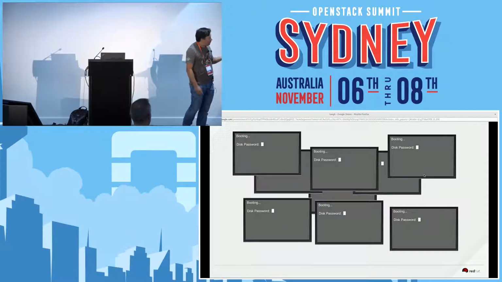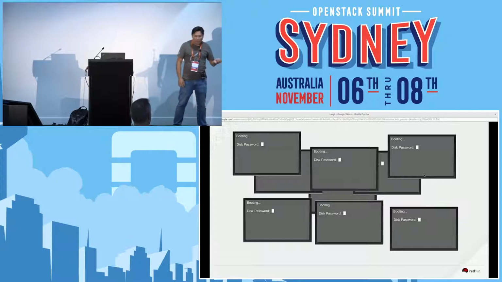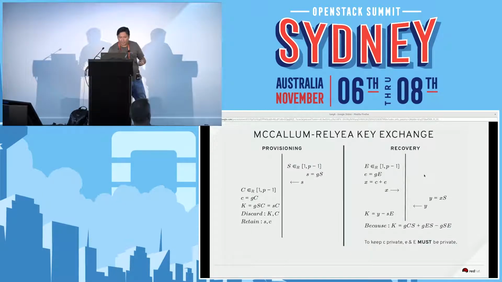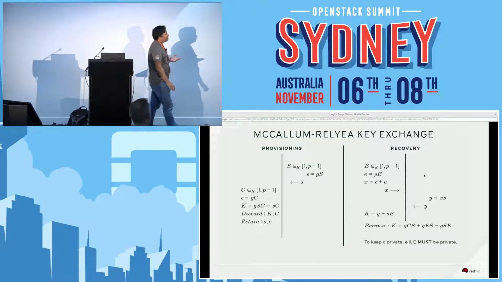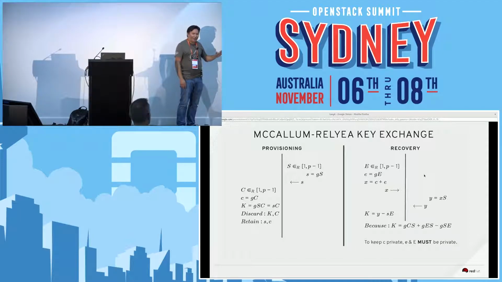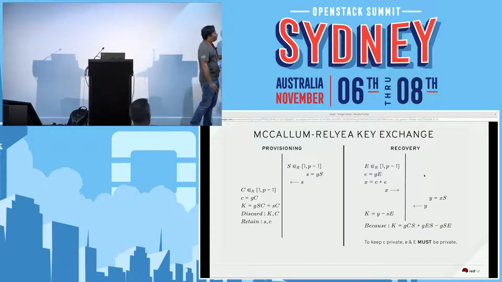And so to try and get around this problem, Nathaniel McCallum and Bob Relyea came up with something called the McCallum-Relyea Key Exchange. Now, this looks pretty complicated, but it's actually not that complicated. I'm going to go through it a little bit. Basically, there are two steps. There's a provisioning step, and there's a recovery step.